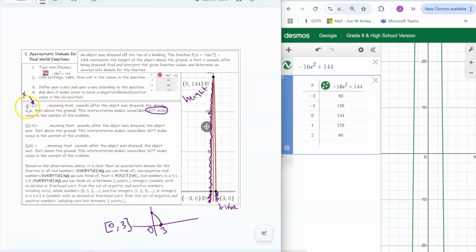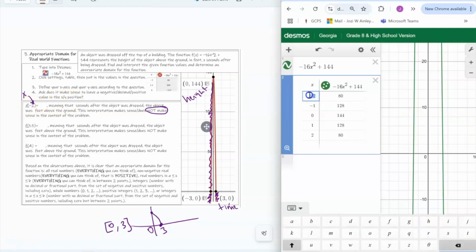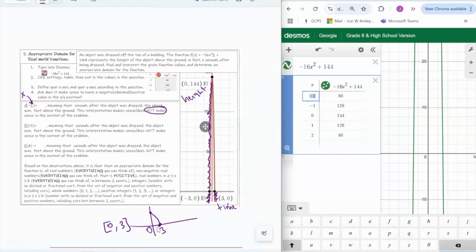So evaluate f of -2. I go to where x is -2, and it's going to be 80. Oh, I'm sorry, it wasn't 80, I didn't read that. The time was -2 seconds. So that means -2 seconds after the object was dropped, the object was 80 feet above the ground. And that doesn't make sense. -2 seconds, you can't do it. So that does not make sense.